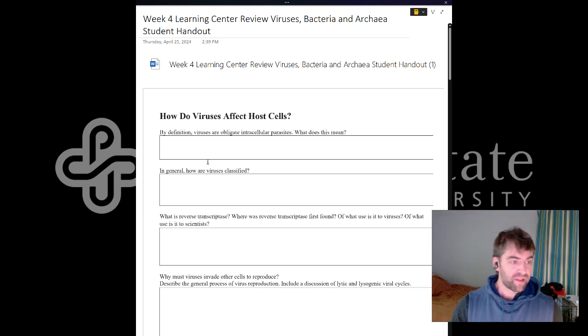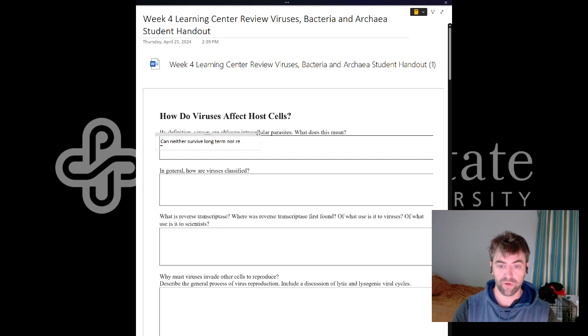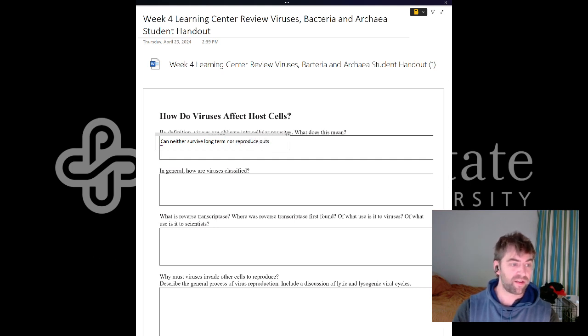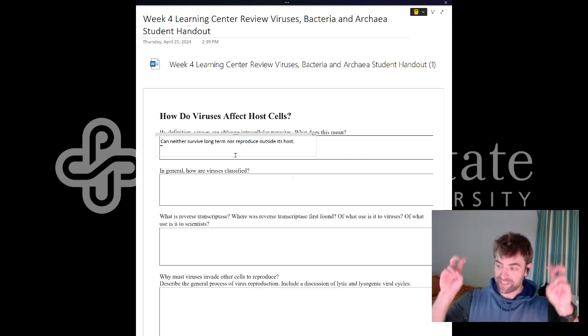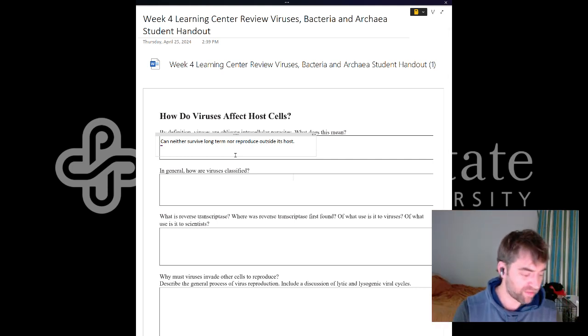So an obligate intracellular parasite is one that can neither survive long term nor reproduce outside its host. The reproduction piece here is kind of important as far as how we define viruses specifically. They're not technically life forms as we would categorize other things because they don't have the machinery necessary to reproduce on their own. They require a host.